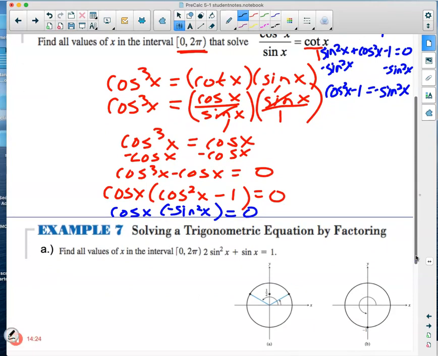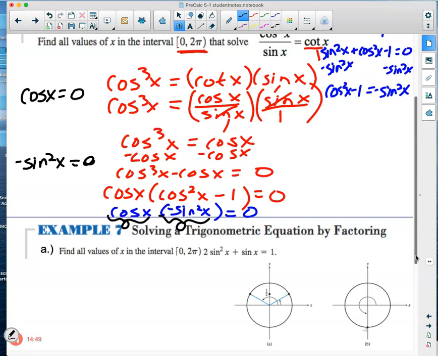Well, my zeros come from either cosine of x equaling 0 or negative sine squared of x equaling 0. And that's because 0 times anything will give me 0. So I have two mini equations to solve here. I need to know when cosine of x equals 0. And I need to know when negative sine squared x will equal 0. So now I move to solve those.